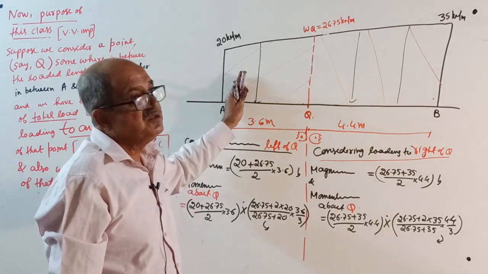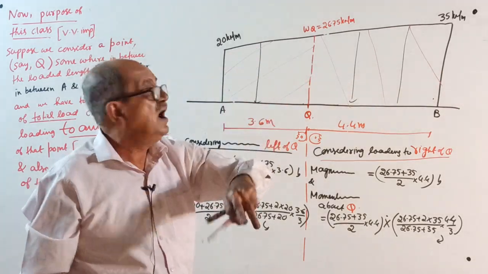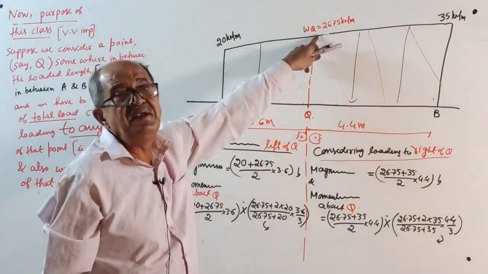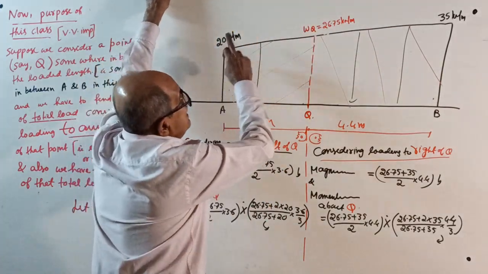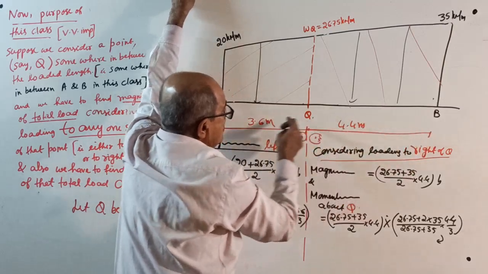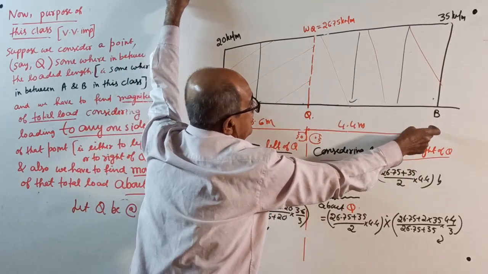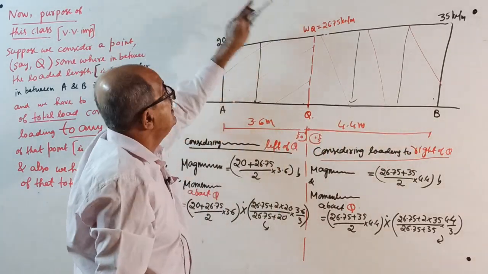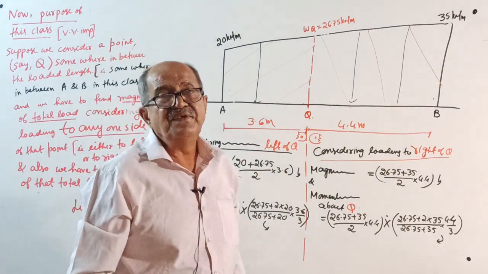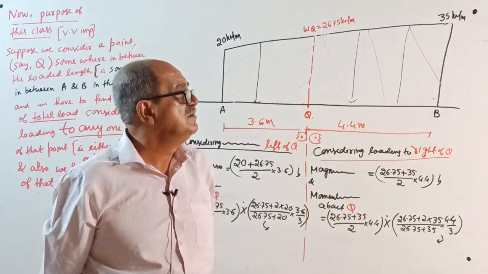If you look at the left side, it is a trapezium; the right is also a trapezium. Before that, you require the intensity here. Here 20, here 35, total length 8. Increase for a length of 3.6, or from there, decrease for 4.4. Get this answer. This is by linear interpolation.